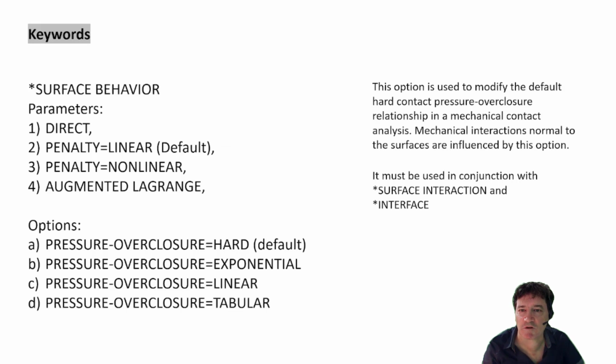The keyword surface behavior changes the contact method. It has parameters and options. With the parameter, the contact method direct, penalty and augmented Lagrange can be changed. With the options, the pressure overclosure relationship for the mechanical contacts can be changed.